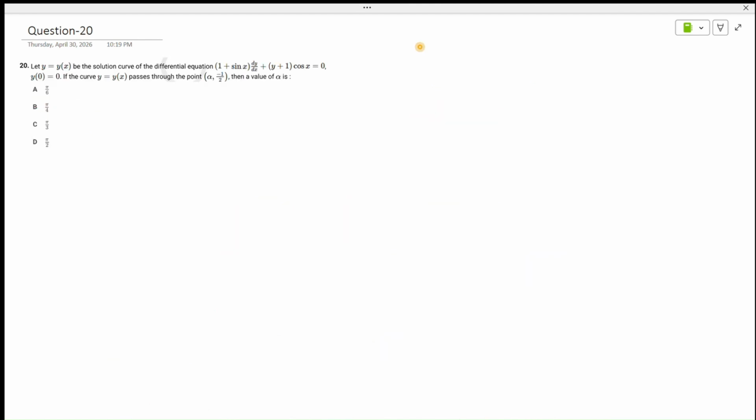Now, let us look at the last question. Here, y = y(x) is the solution of the differential equation, where y(0) = 0, and it also passes through (alpha, -1/2). First let us solve this differential equation: (1 + sin x) dy/dx = -(y + 1) cos x. Let us use variable separable. So dy/(y + 1) = -cos x/(1 + sin x).